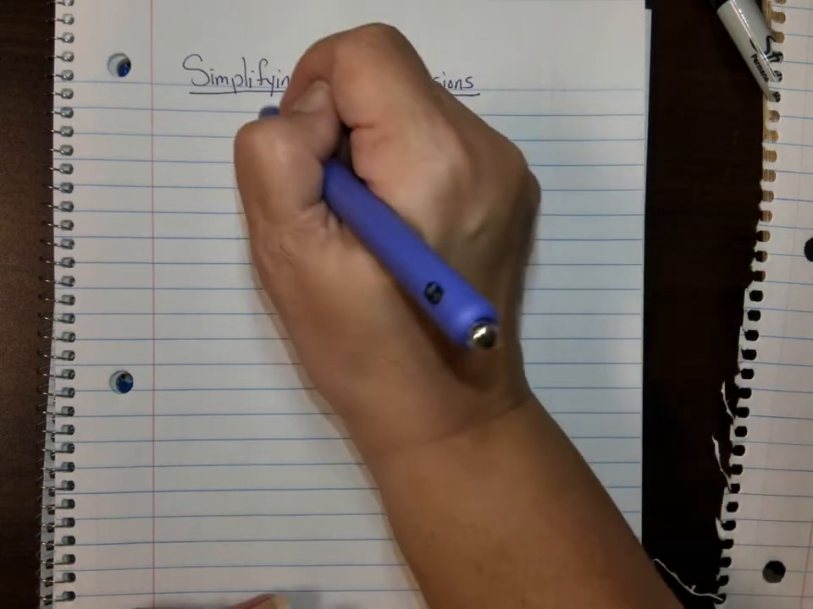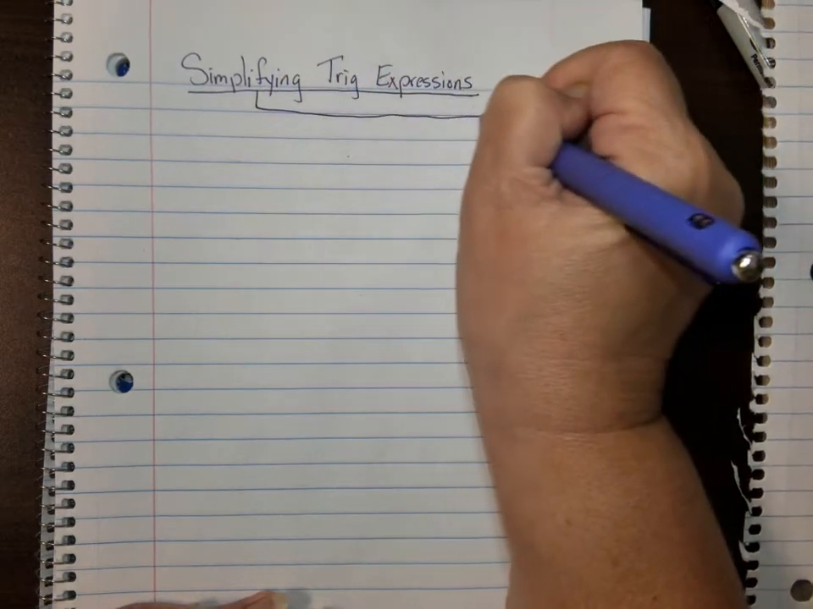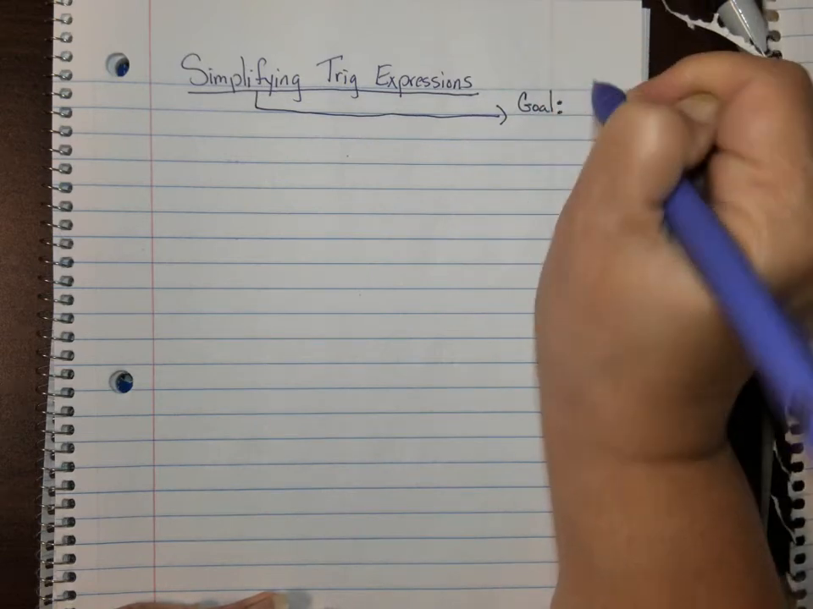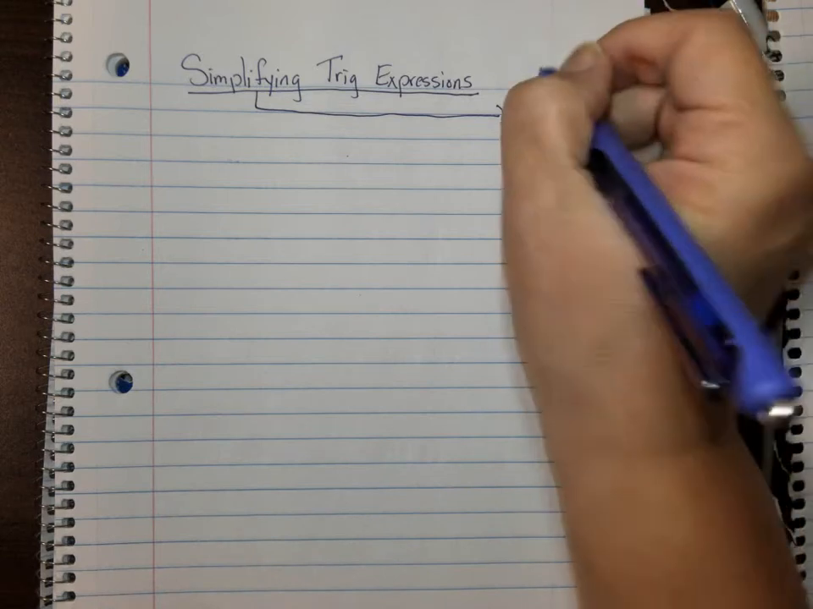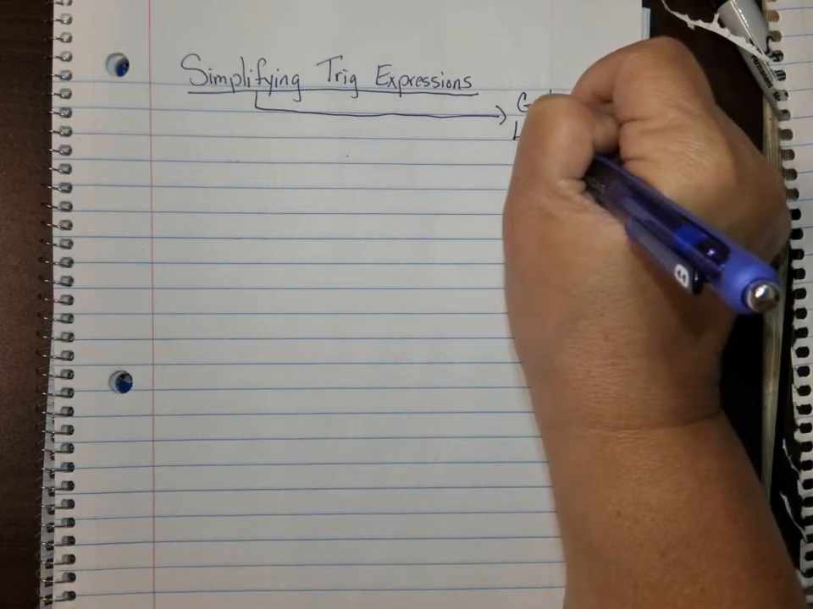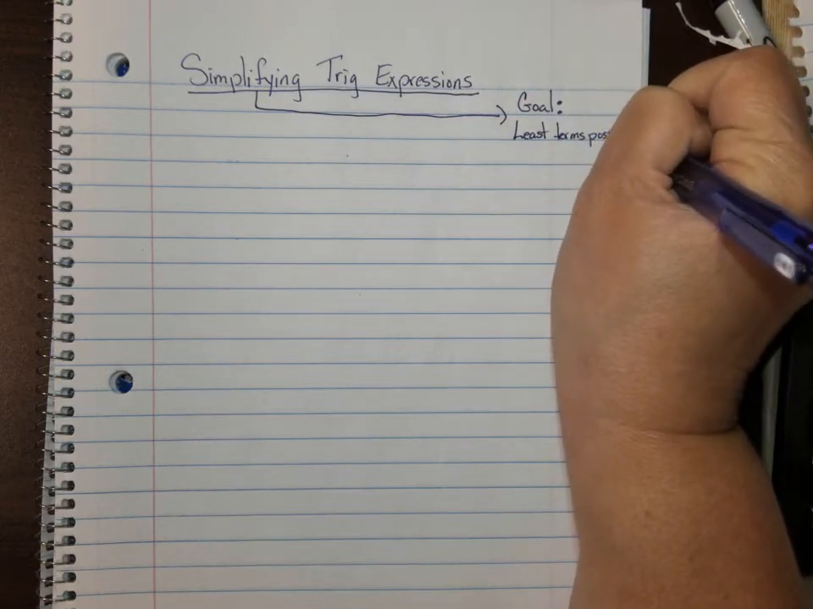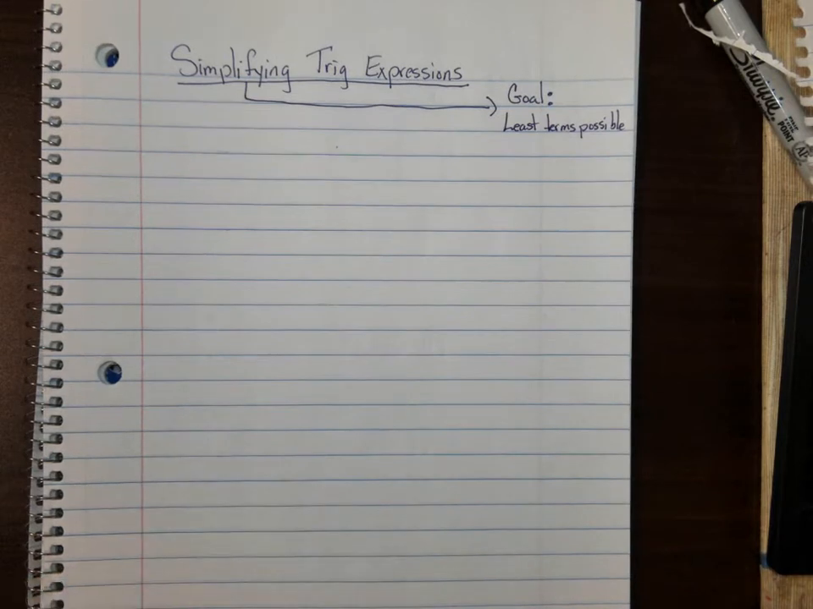So often it's hard to know when we have actually simplified. So our goal when we're simplifying a trig expression, a very broad and general goal, is going to be the least terms possible. So if we can get it down to a single thing, like the number 1 or cosine theta, that would be simplified. It might not go that far. It might go down to something like 1 plus cosine theta. But we want to get it down to the least number of terms possible.